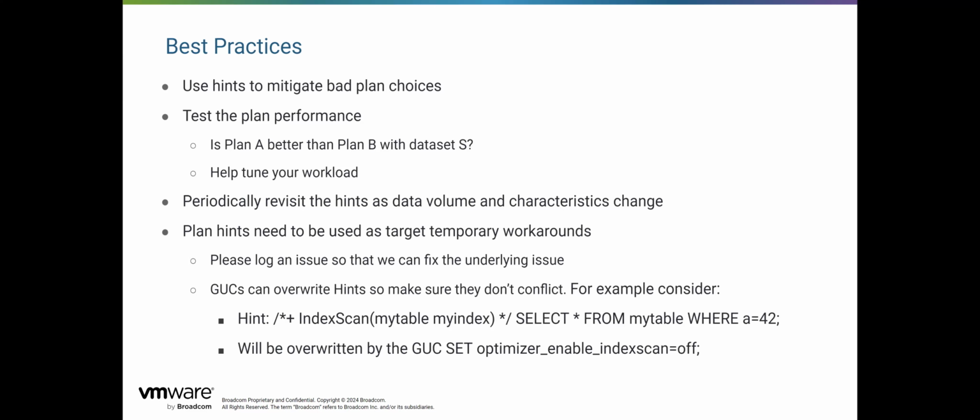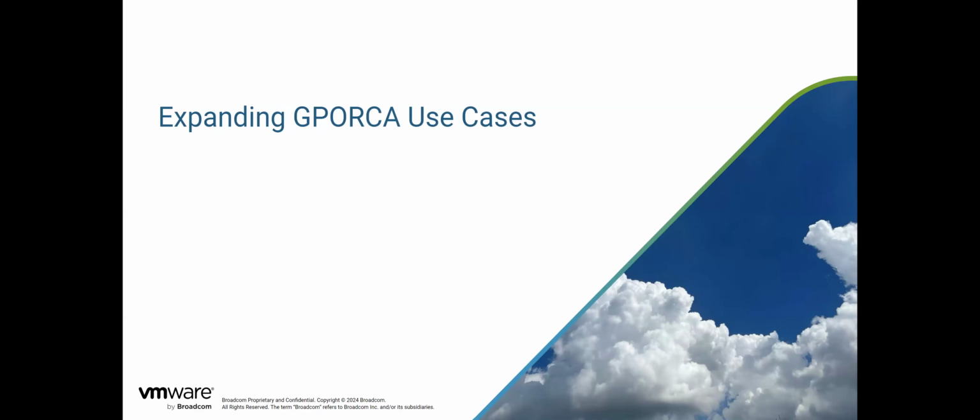Right. Correct. All right, let's move on, Beth. So hints is new in 7.2. Congratulations on that. Let's talk about the improvements we've done for the Orca optimizer in 7.2.